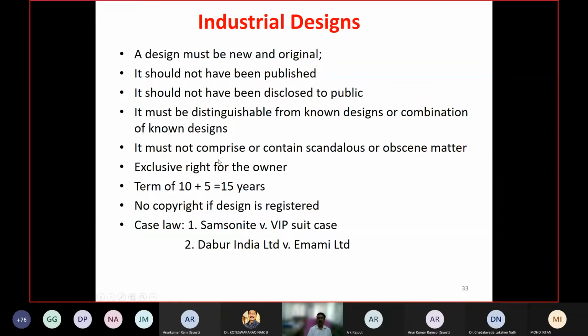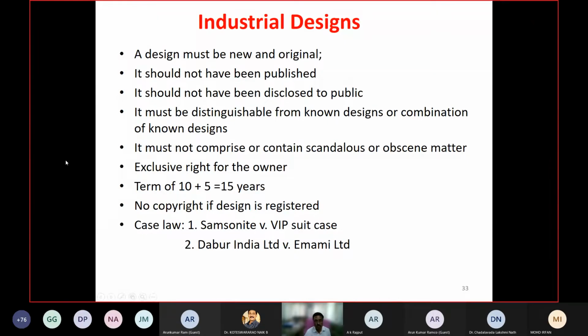Similarly, the industrial design should not have any scandalous or obscene matter on the design. So such things, you must have seen that recently some sex toys were given for registration that was rejected too.